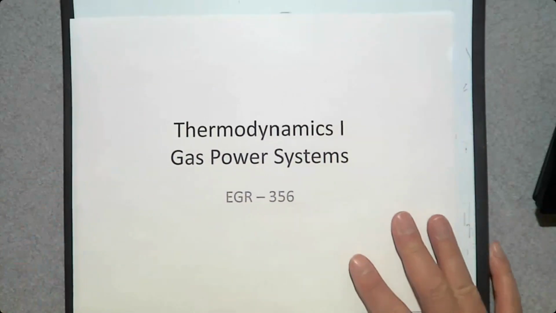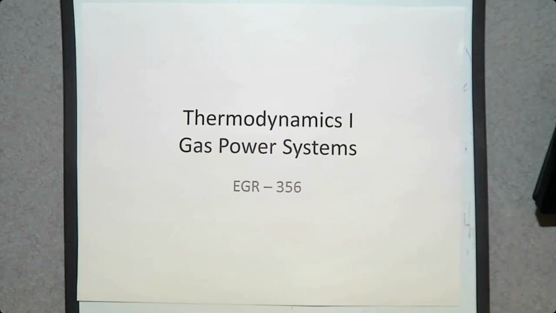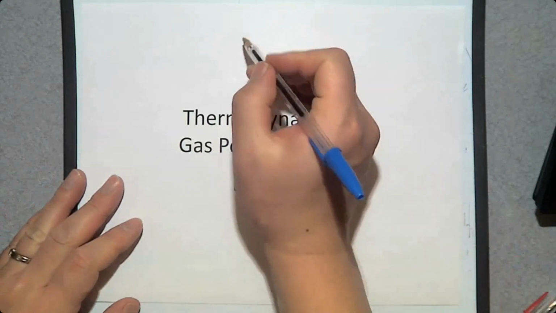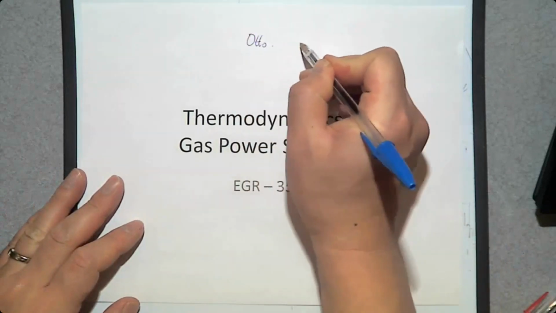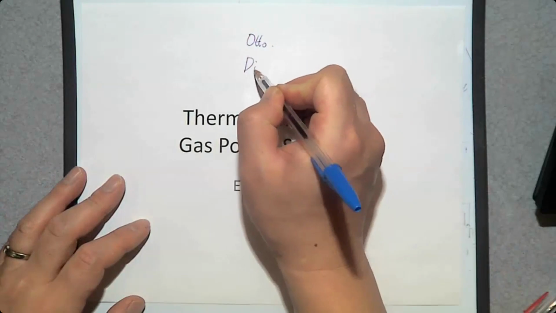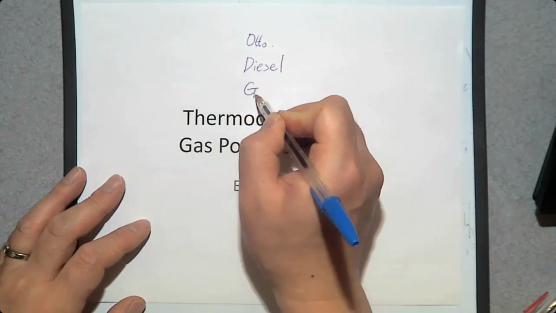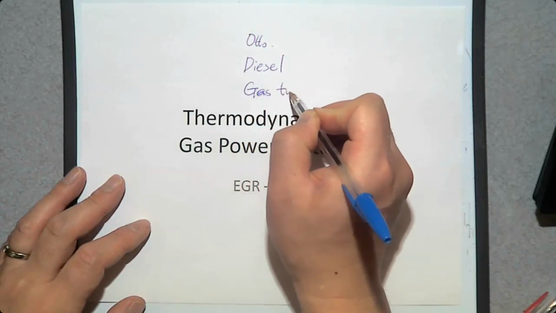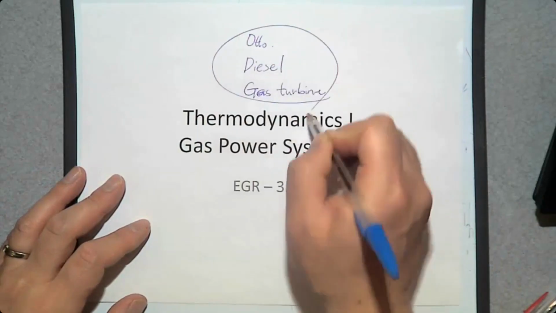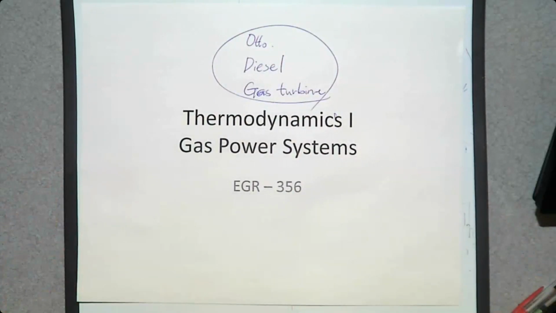This is the last chapter, gas power systems. So in this chapter, we are going to study three thermodynamic cycles. They are gasoline engine, such as Otto cycle. And the other one is diesel. The last one is gas turbine. All 3 are very widely used in engineering.